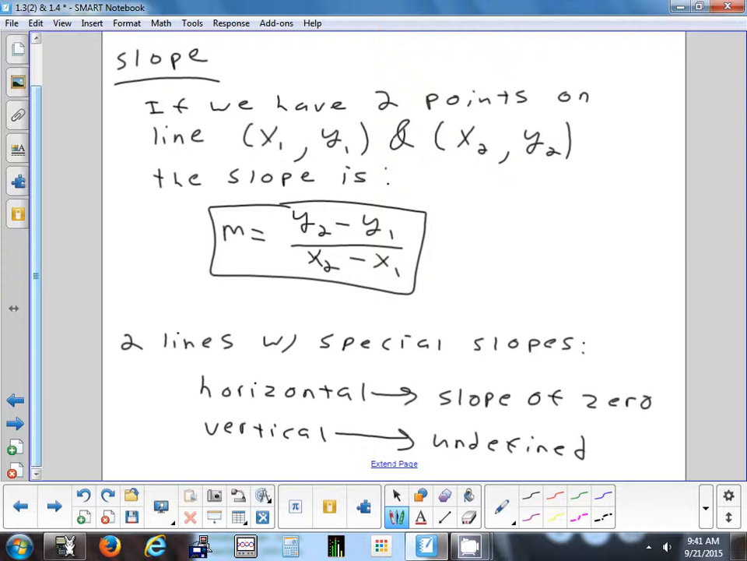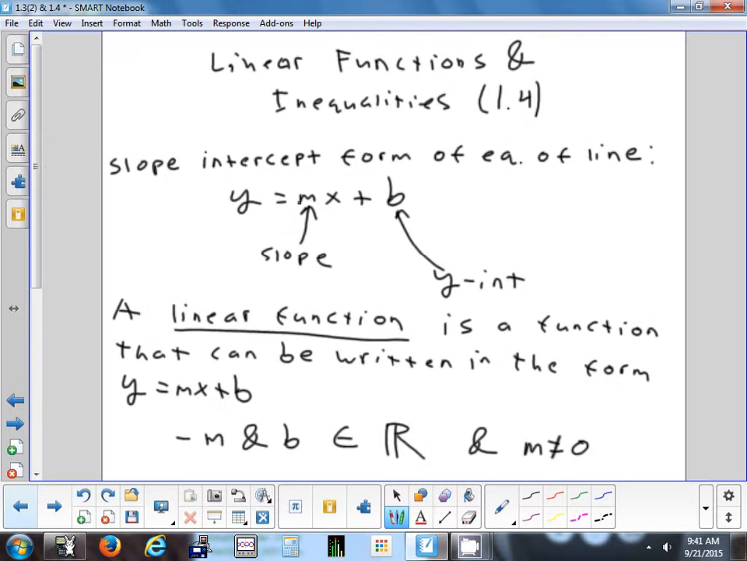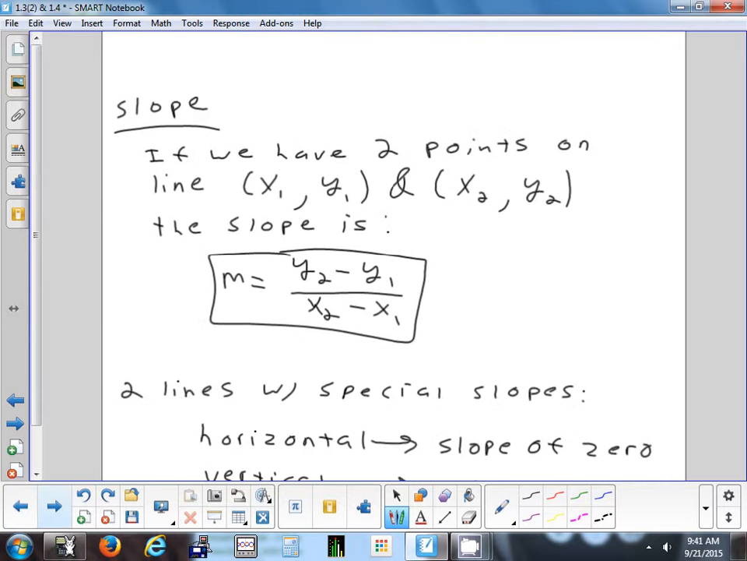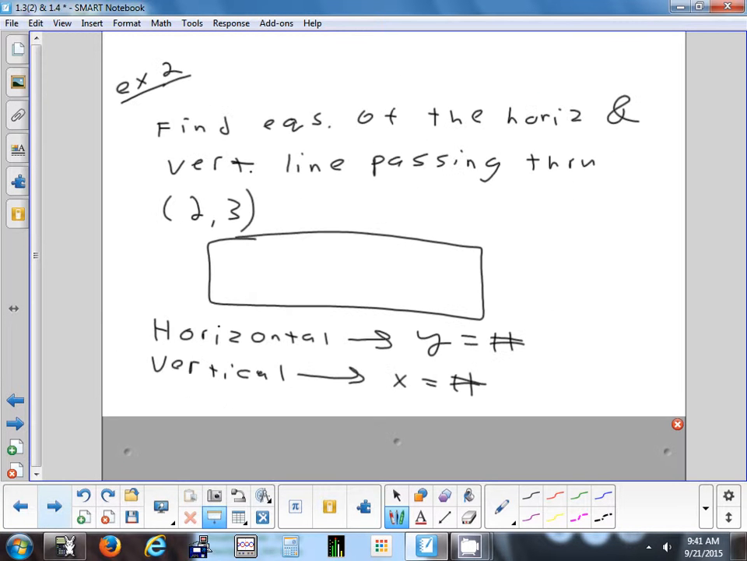And because these have special slopes, somebody started saying, well, the equation is going to be a little different. Okay, it's not y equals mx plus b. It's a little simpler. If you have to graph a horizontal line, it looks just like this. Y equals a number, like y equals 2. If you have to graph a vertical line, it's x equals a number. We can't graph vertical lines on the calculator. Okay, we can't do it. You can only graph horizontal lines and then lines in y equals mx plus b.